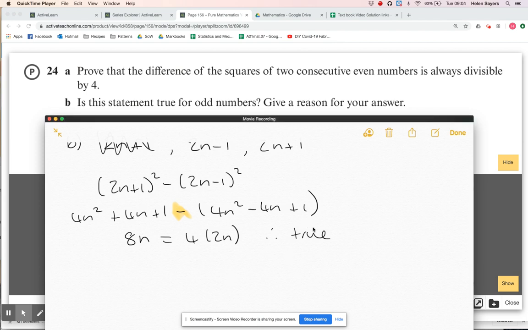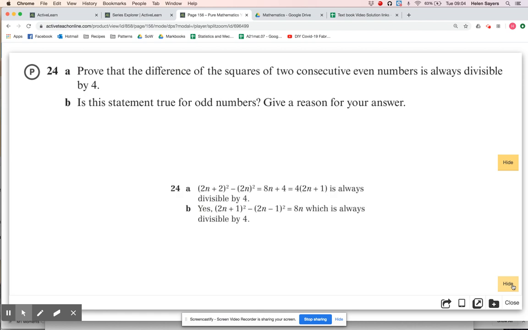And then if I was doing this in the exam, I would write that sentence out again, but for odd numbers. But I think for now we'll just leave it at that. And we'll just check that they did it the same way. So they did it the same way as us.